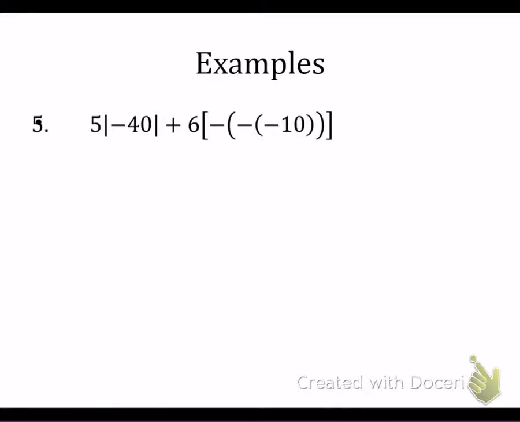Now we're going to look at how absolute value comes into play when we're doing order of operations. We did order of operations yesterday. I know that I have to start with parentheses. So I'm going to start with my innermost parentheses here and work my way out. If I have a -10, that would become a +10. Let me just rewrite this.